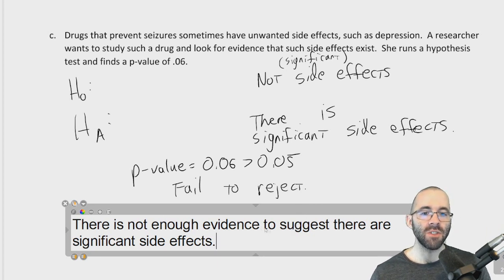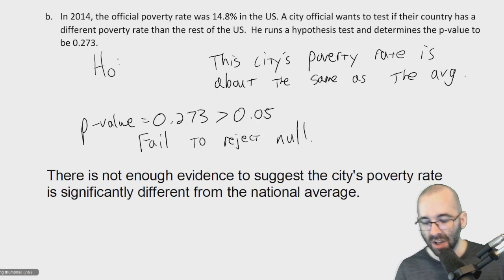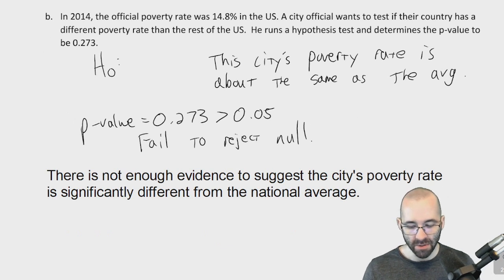Not enough evidence to reject the null. The null is that there aren't side effects. Rejecting it is that there are side effects. So that's what we put here. There are side effects, and then we're saying there's not enough evidence for that. That's kind of the logic, the step-by-step process. And again, if you look at each one of these that we've done, we can interpret it in that way. There's not enough evidence to reject the null.